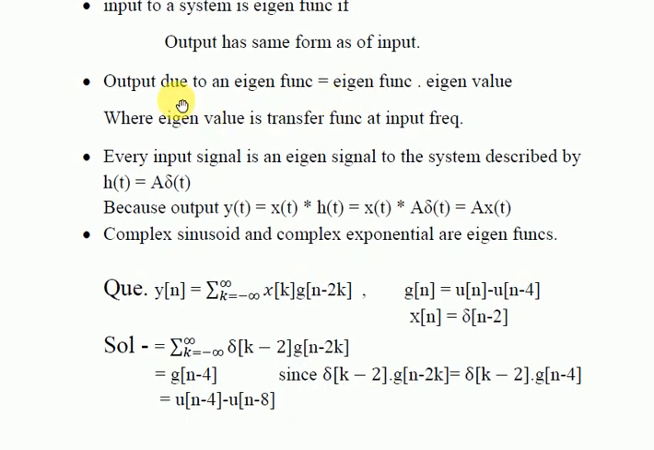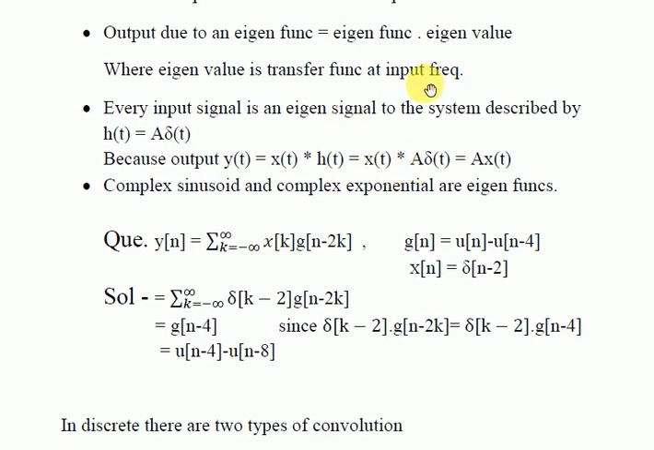The second point is that the output due to an eigen function equals the eigen function times the eigenvalue. The eigen function is what we have applied at the input, and the eigenvalue is the transfer function at the input frequency. The Fourier transform of the impulse response is the transfer function. If we calculate the transfer function at the input frequency, we will get the eigenvalue. We will discuss this in problems also.